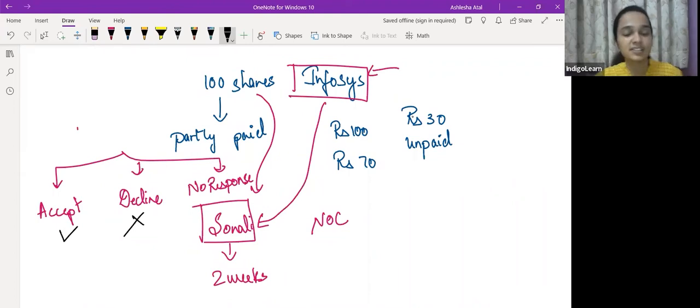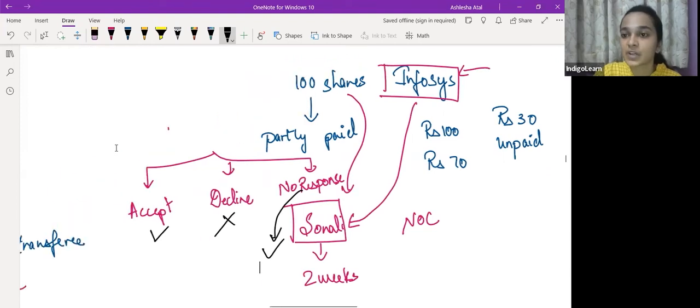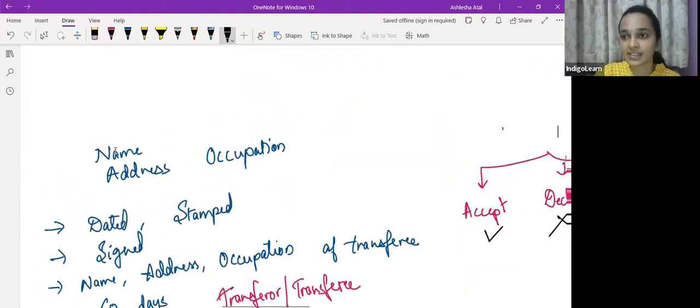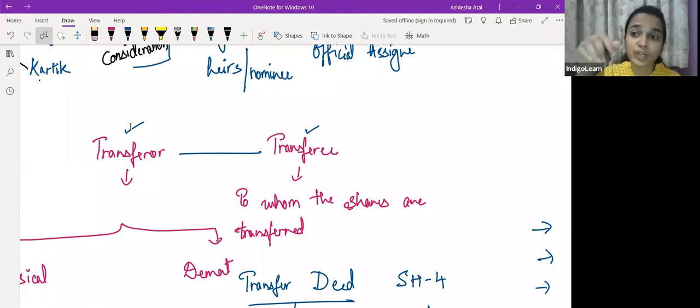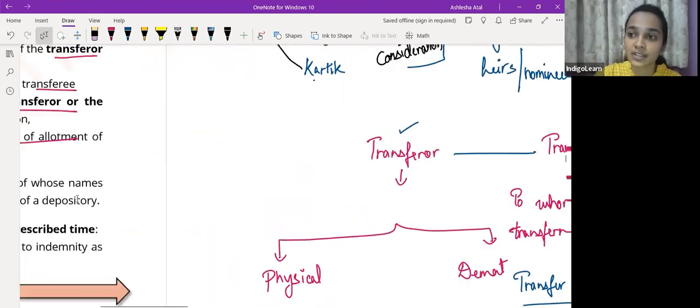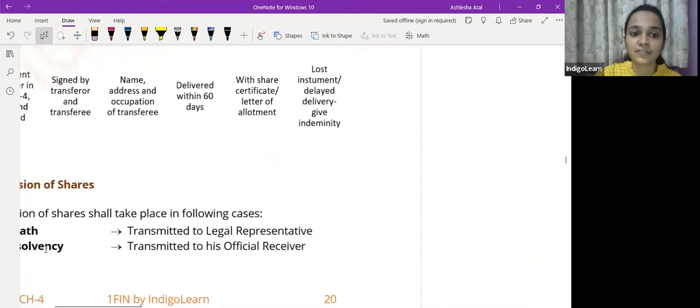But the situation here is different. If the transferee does not respond, तो company transferee के silence को acceptance मान लेगी and the transfer will be registered. If the transferee does not respond, transfer register हो जाएगा. Okay. So this is what happens in case partly paid shares are transferred. Because company बोलेगी हमने आपको 2 weeks दिए थे to respond. If you had any problem, if you had any objection, you should have told us within those 2 weeks. And since you have not responded, हम लोग ये जो transfer है इसको हम register कर रहे हैं. We are treating this as a valid transfer and registering it.